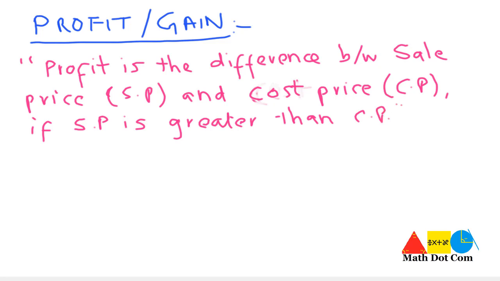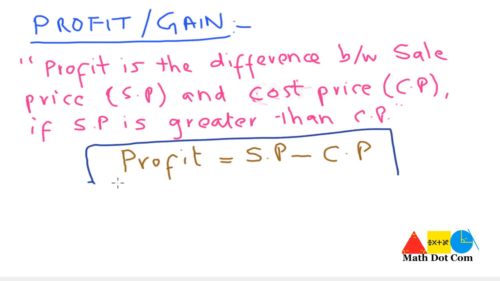It means the profit will be written mathematically as profit equals sale price minus cost price. So this is the formula of profit. Whenever you want to calculate the profit, keep this formula in your mind: profit is the difference between sale price and cost price.